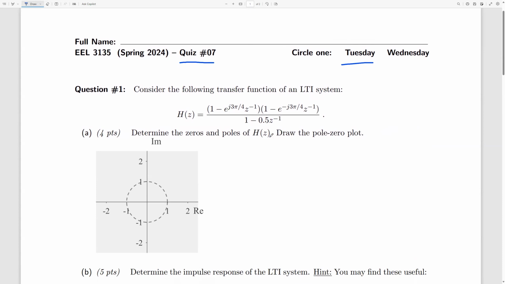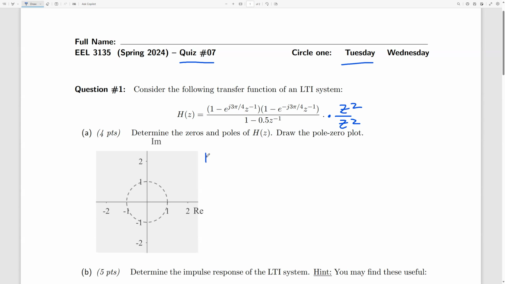So this will be a quiz on Z transforms, and it says determine the zeros and poles of H of Z, and draw the pole zero plot. How you do these is you want to get rid of all the Z negative ones. So it's actually important too, and maybe you'll see why. I'm going to multiply here by Z squared over Z squared.